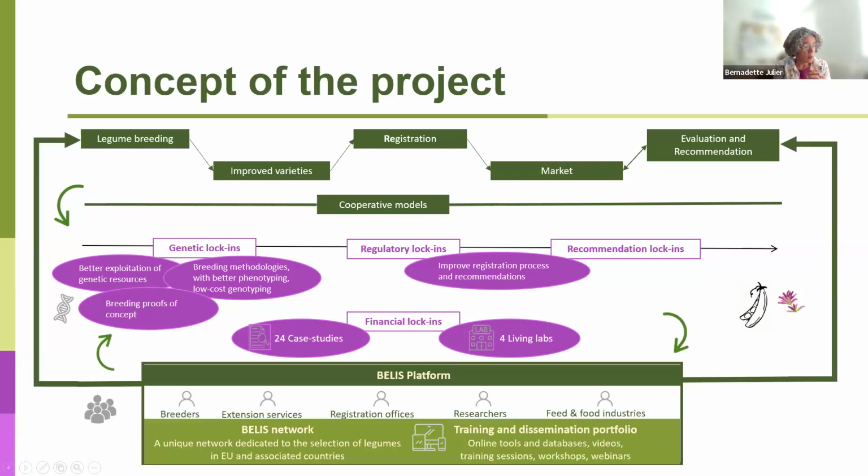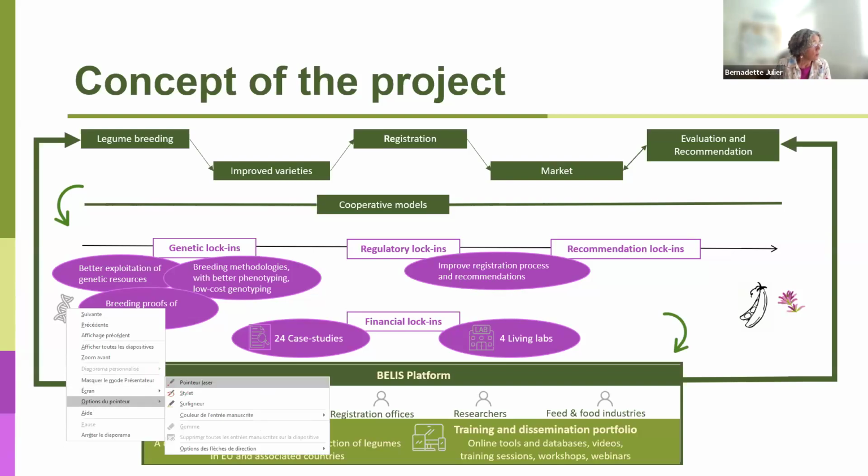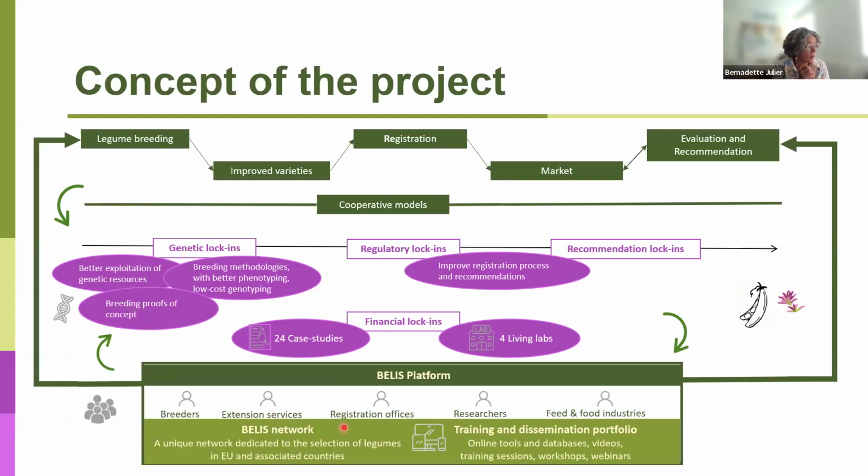And finally, we are also establishing a BELIS platform composed of a network of all people who are interested in the genetic progress of legumes. So breeders, of course, extension services, registration offices, researchers, and also the industries. And we also have a portfolio of training and dissemination with online material, but also videos, training sessions, workshops, webinars, and this webinar is part of this activity. Yes, this is the overview of the project.